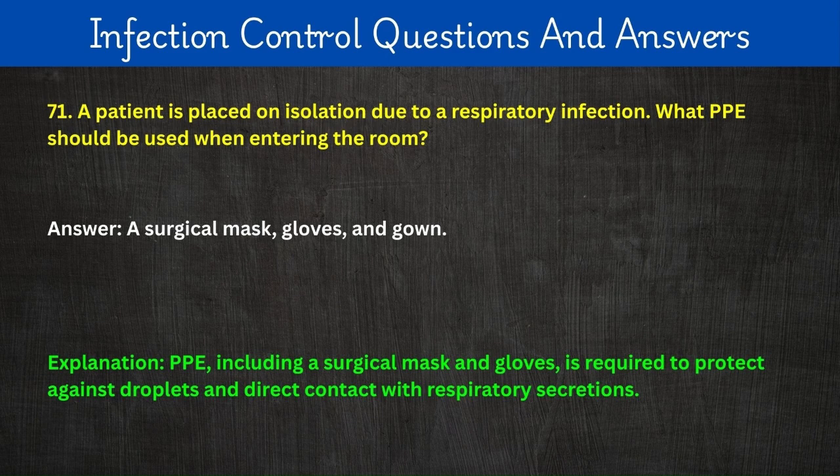Answer: a surgical mask, gloves, and gown. Explanation: PPE, including a surgical mask and gloves, is required to protect against droplets and direct contact with respiratory secretions.